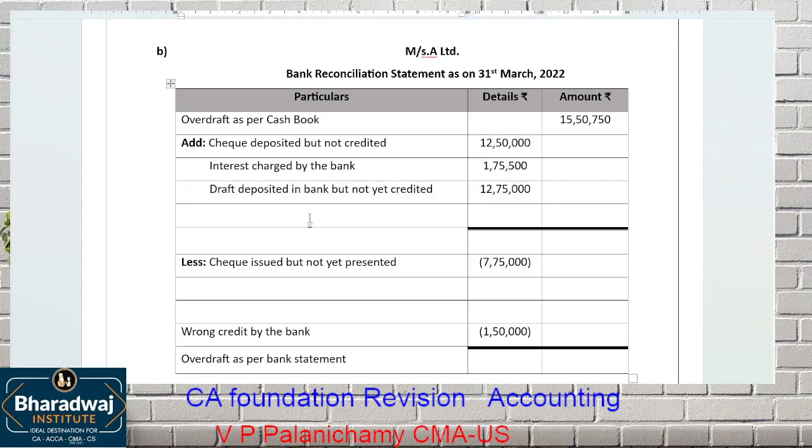I repeat. Any deposit into the bank, what will the customer do? Will add it. Whether the banker has added? No. So what should we do? Normally we would minus. But since OD is the starting point, we add back. Same as check deposited but not collected. Next.